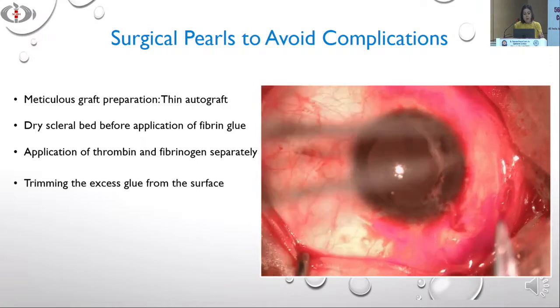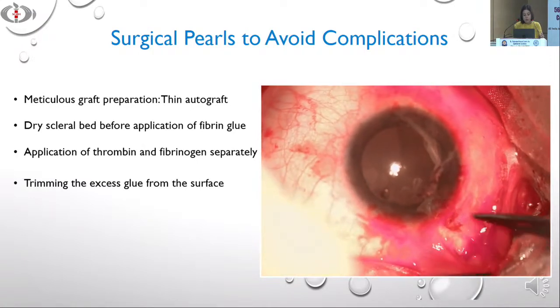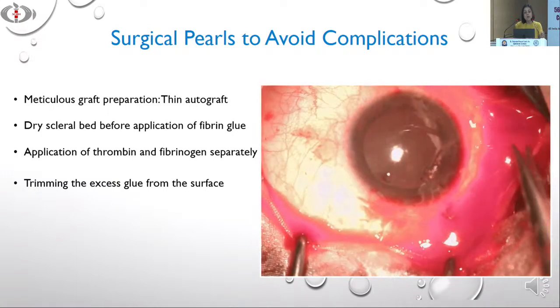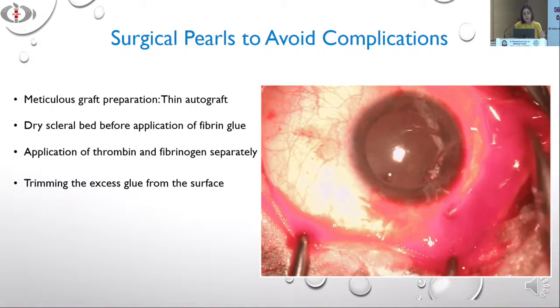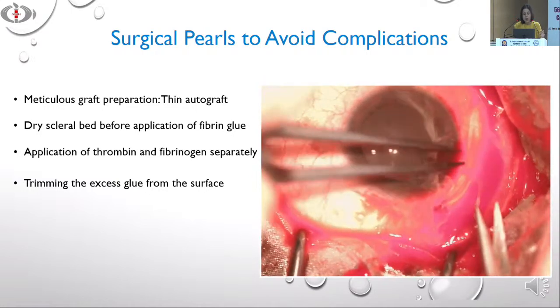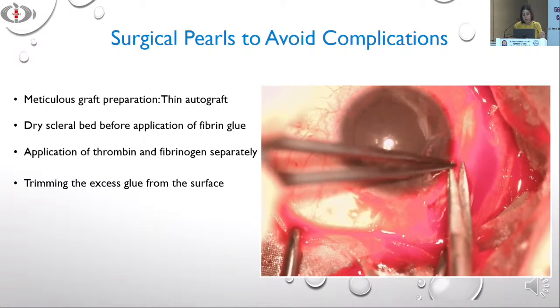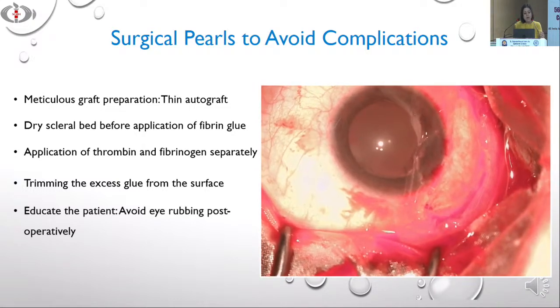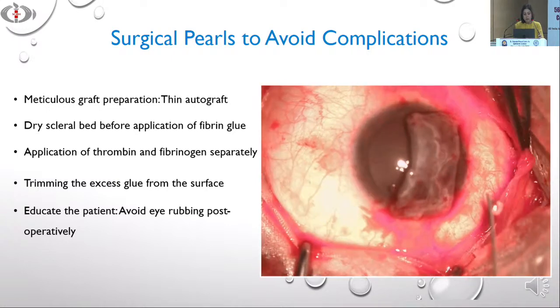A very important step that we should not forget after we have done this is to trim the excess glue from the surface, because if we don't trim the glue and we just pull the speculum out, that might dislodge the graft again. So this again is a very important step that we must not forget, and to educate the patients, of course, to avoid eye rubbing post-operatively.